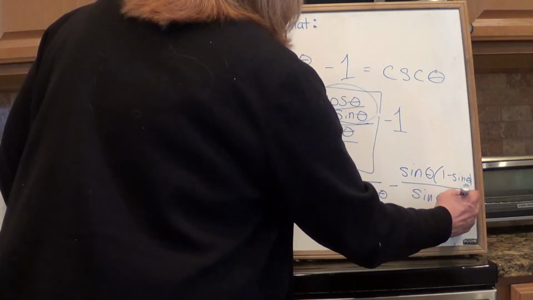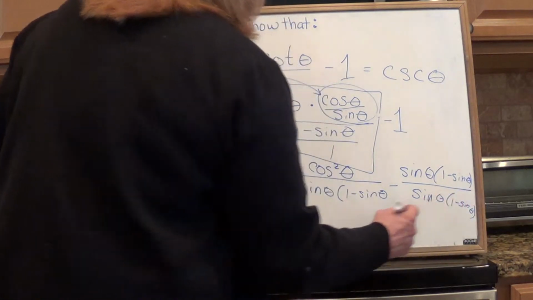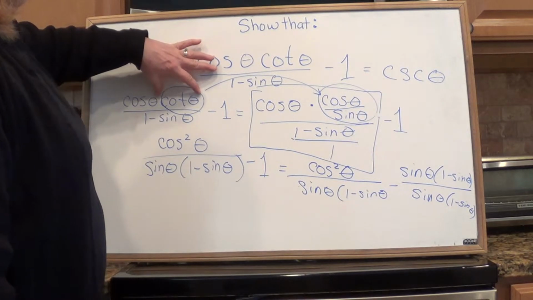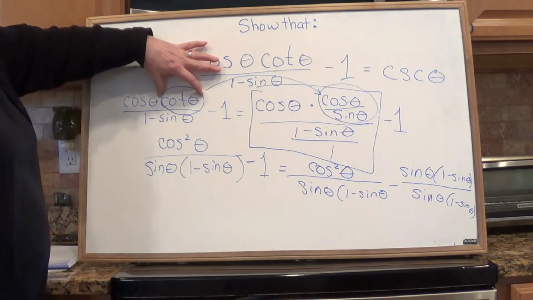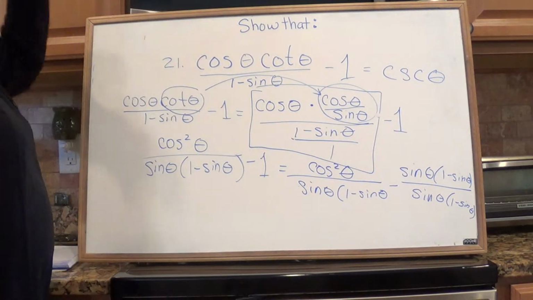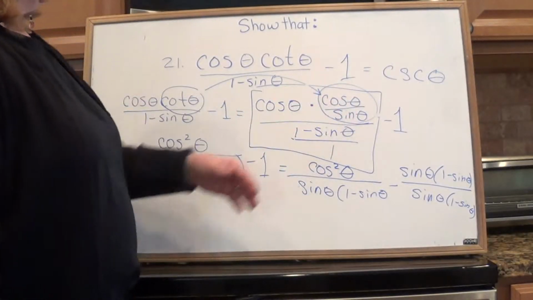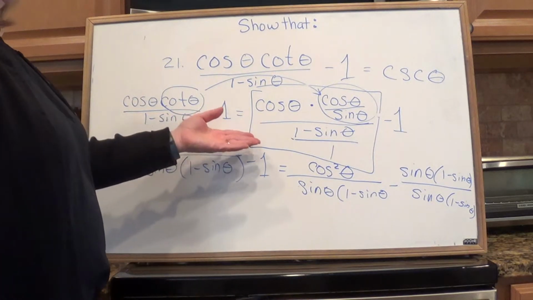So far, the only items out of our trig travel case that I've actually used is renaming this as sine and cosine, and then dividing a fraction by flipping and multiplying, which is just algebra.